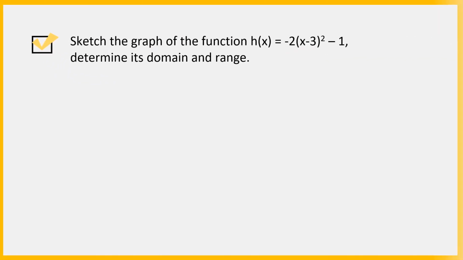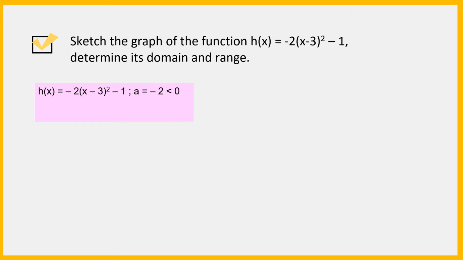For the second example, we are required to sketch the graph of the function h of x equals negative 2 times x minus 3 squared, minus 1, and determine its domain and range. Remember how to sketch the graph of a quadratic function? Firstly, we need to identify the shape of the curve, whether it has a minimum or maximum point, by looking at the value of a. Here our a is -2, which is less than 0.